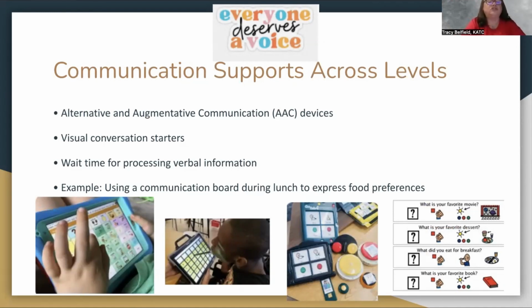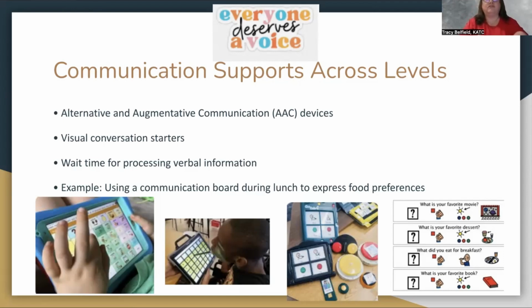Visual conversation starters. I knew a middle school teacher who did a great job. When her kids went to lunch, they had little strips, like a question of the day, that they would take with them to help initiate conversations with their peers during lunch. That was a great little visual for them and gave them something to talk about. Also, be mindful that when students use AAC, we need to give them that wait time to really process.